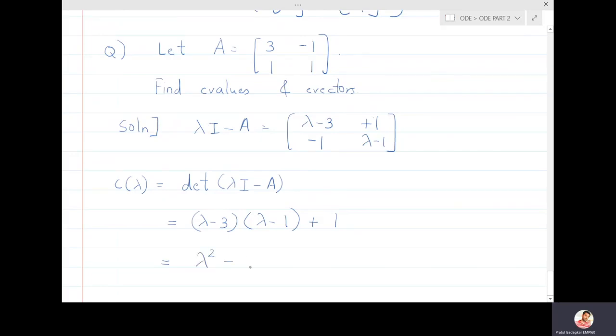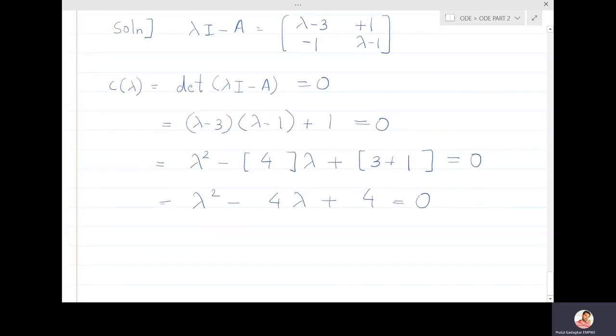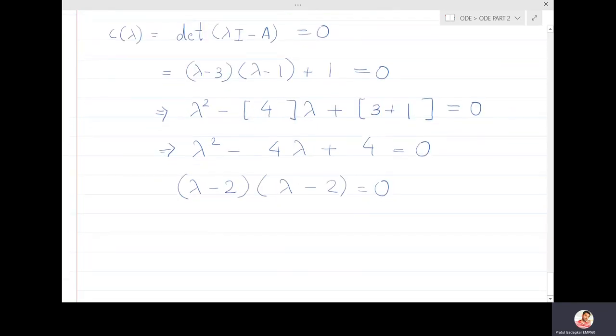This will become lambda squared minus trace of A lambda plus determinant of A equal to 0. What is trace of A? It is 3 plus 1, which is 4. So we'll get lambda squared minus 4 lambda plus 4 equal to 0. And when I factorize this, we'll get lambda minus 2 into lambda minus 2 is equal to 0, and therefore lambda is equal to 2, 2.